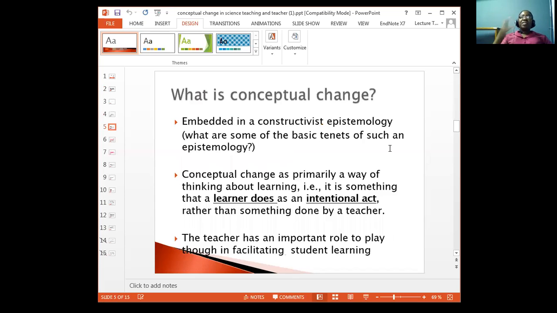All right, conceptual change, of course, is embedded in a constructivist epistemology. I just have a question about what some of the basic tenets of constructivism are. We actually just said one or two, but are you familiar with constructivism as a theory?